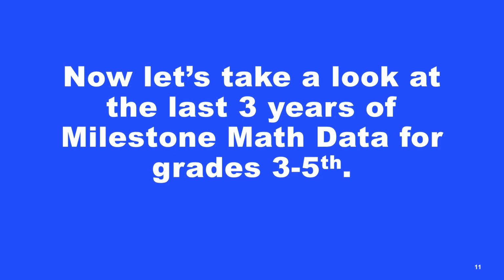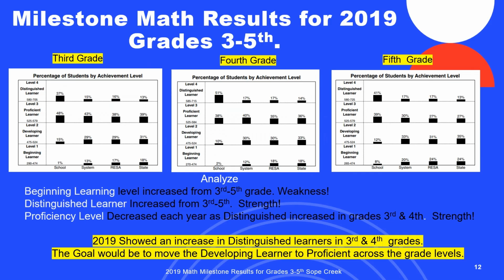Let's take a look at the last 3 years of Milestone math data. Third, fourth, and fifth grade in the 2019 math results, the beginning learning level increased from third through fifth grade, which is a weakness. The distinguished learner increased from third through fifth, which was a strength. The proficiency level decreased each year as distinguished increased in grades third and fourth, which was a strength. So 2019 showed an increase in distinguished learners in third and fourth grade. The goal would be to move the developing learner to the proficient across grade levels.